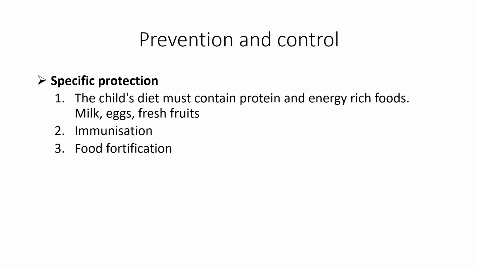Next, the second measure within primary prevention is specific protection. That is, specific measures are used to protect the health of the child. The first one is that the child's diet must contain enough protein and energy-rich foods. Foods which are rich in proteins such as milk, eggs, fresh fruits, groundnut should be promoted for usage among the children, so health education has to be provided to the mothers.